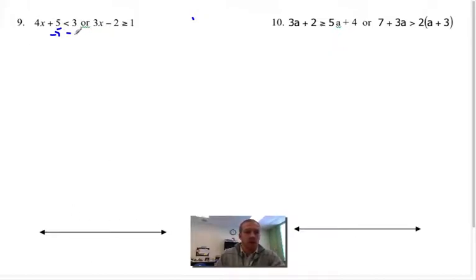So I'm going to minus 5. That gives me 4x is less than negative 2. Divide both sides by 4, and I don't flip it because I divided by a positive. So that's x is less than negative 1/2.